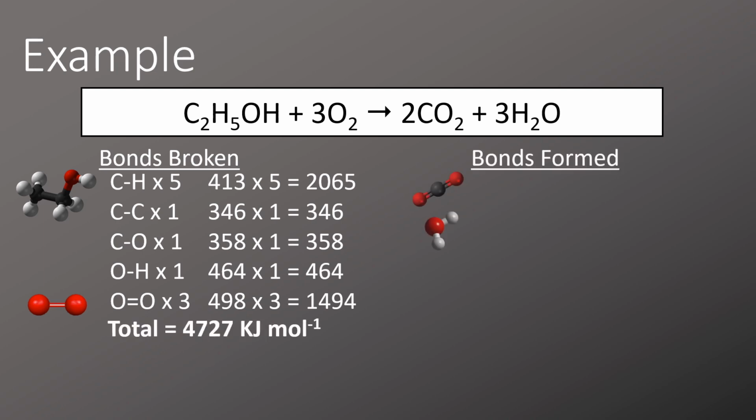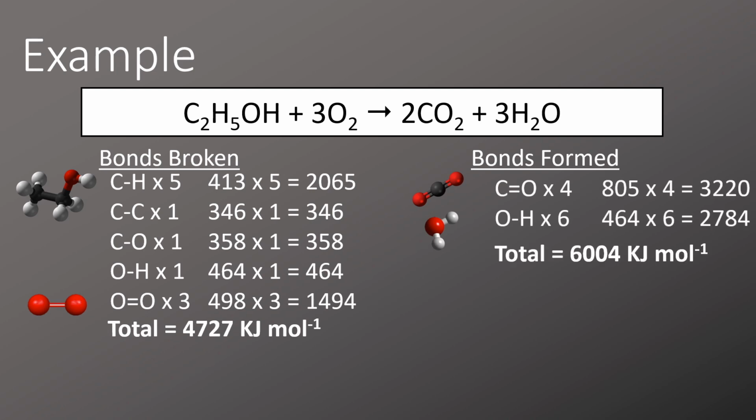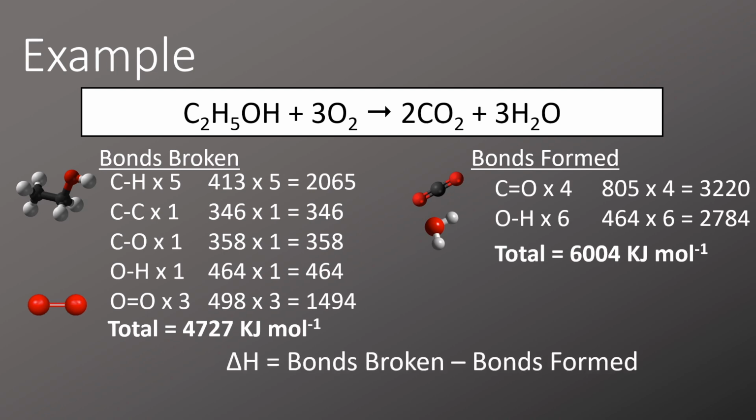I then do exactly the same for the bonds formed. I like to lay the calculations out like this because it shows really clearly to the examiner all the calculations I've done to work out the total bonds broken and the total bonds formed before I put it into the equation. I then do bonds broken minus bonds formed and get a value of minus 1277 kilojoules per mole.